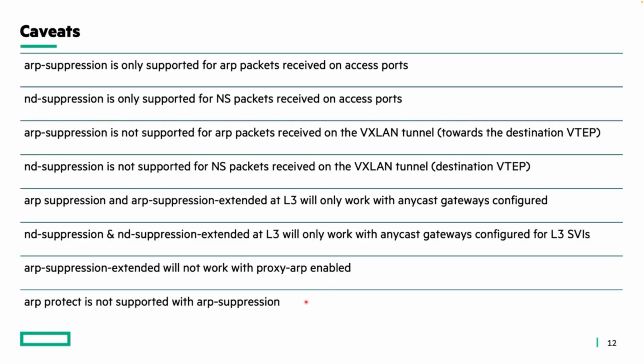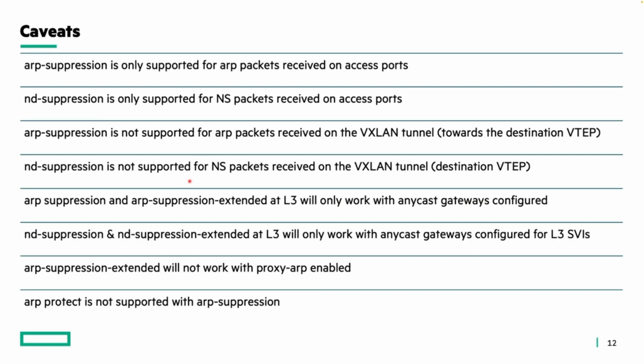I would not say these caveats, but this is the behavior. So right now, ARP suppression is only supported for ARP packets received on access ports. Same thing with the ND suppression. ARP suppression, again, is not supported for ARP packets received on the VXLAN tunnel towards destination VTEP because it's already in the flooding state. Same thing with the ND suppression for IPv6.